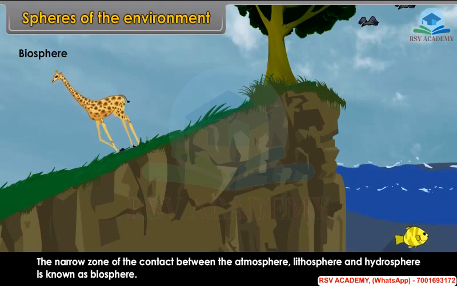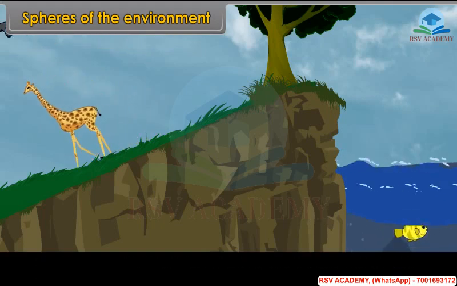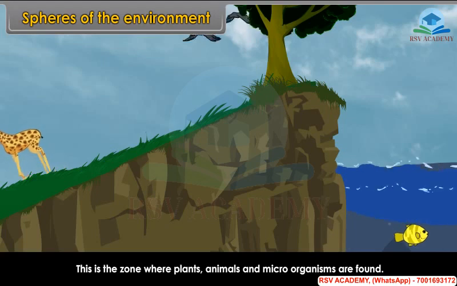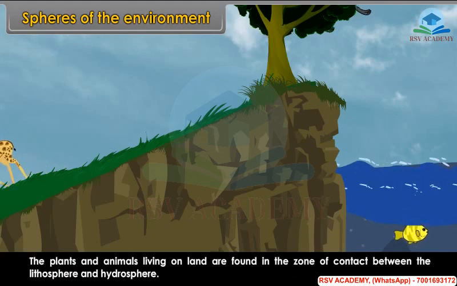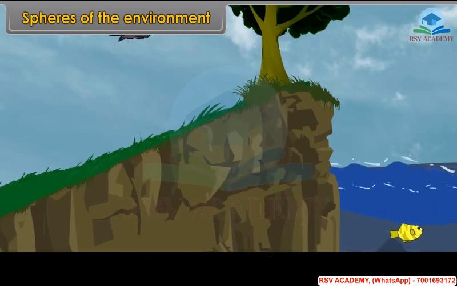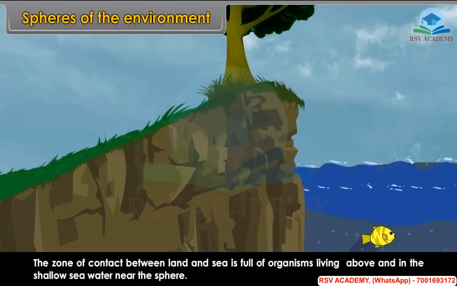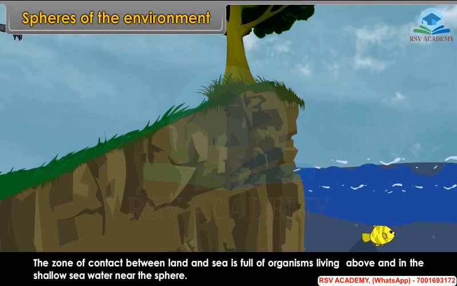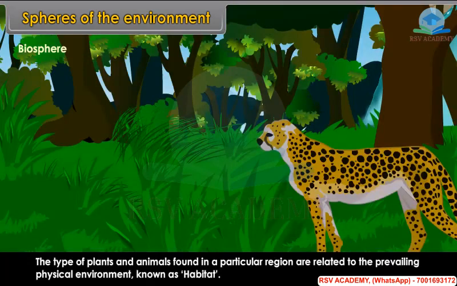This is the zone where plants, animals and microorganisms are found. The plants and animals living on land are found in the zone of contact between the lithosphere and hydrosphere. The zone of contact between land and sea is full of organisms living above and in the shallow sea water near the shore. The type of plants and animals found in a particular region are related to the prevailing physical environment known as habitat. All organisms living in a particular habitat depend on one another.